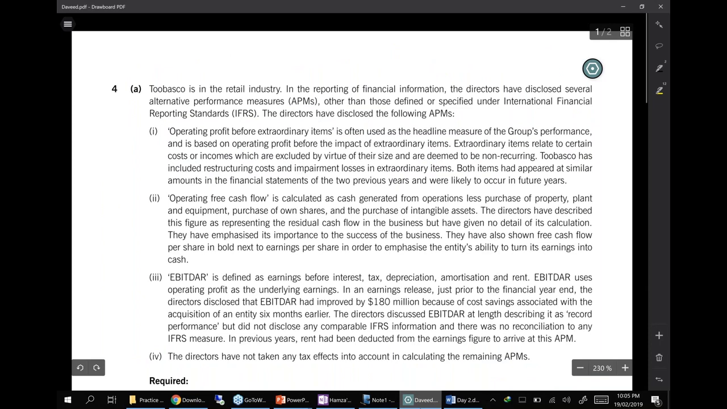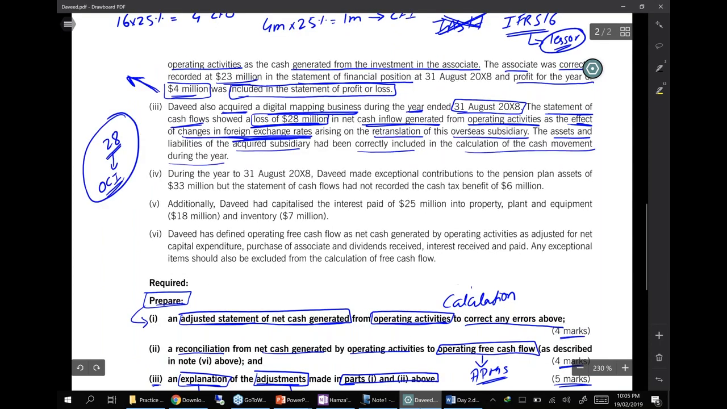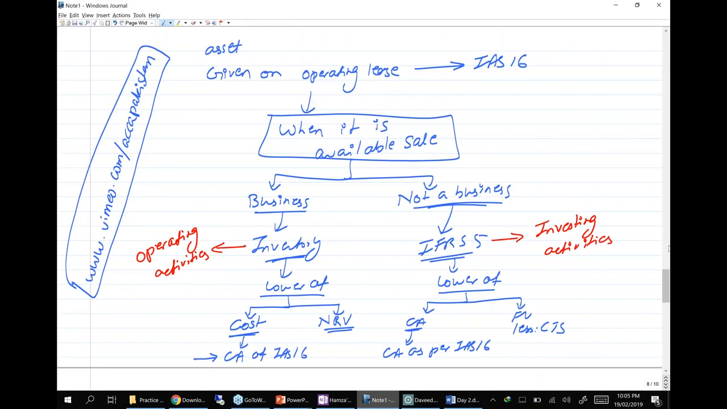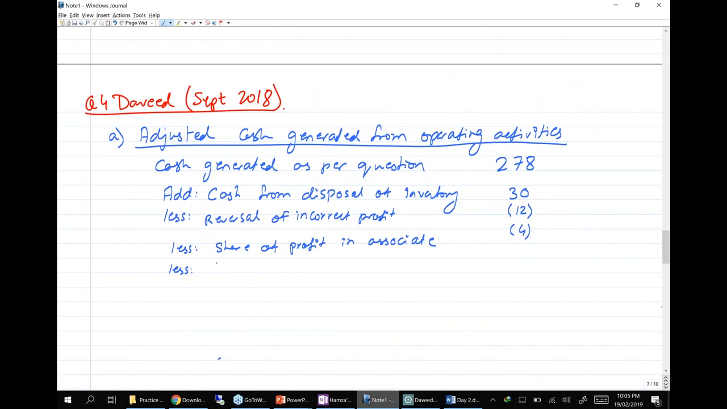So what we are going to do is deduct 28 from the adjustments that we are making, less the exchange loss which has been incorrectly added. What was the amount of the exchange loss incorrectly added? 28. So we're going to add it back.